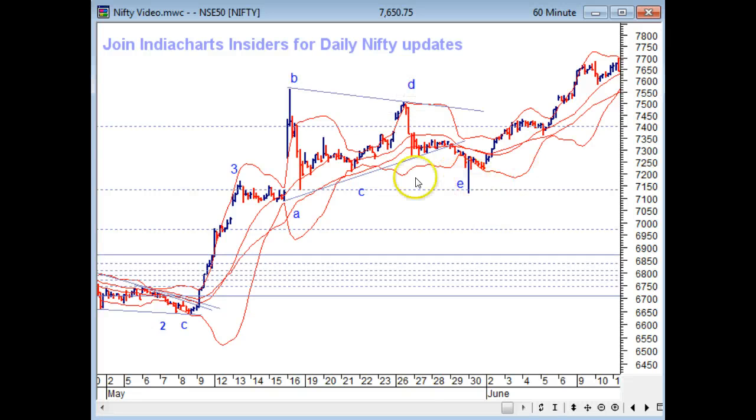3 downs, where wave E actually goes below this lower line, but the requirement in any throw over and throw under is that it should not go beyond the previous swing, which is usually in a triangle wave C. So the wave C low here was close to 7200. It did not break that, and in that sense, even going below this lower trend line, it's only a throw under. It did not really violate that requirement. So another way of taking this entire structure is a triangle.